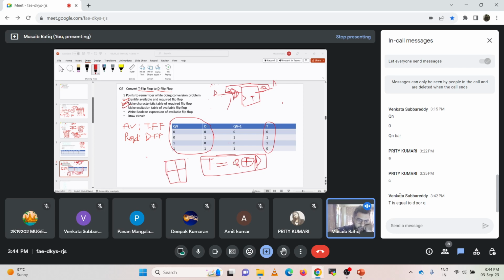So keeping this methodology in mind, you can always solve any conversion problem accordingly. So you need to keep note of the 5 points. That is, you have to figure out the available and required flip-flop, write the characteristic table for the required flip-flop, write the excitation table for the available flip-flop, write the Boolean expression, and then draw the circuit.